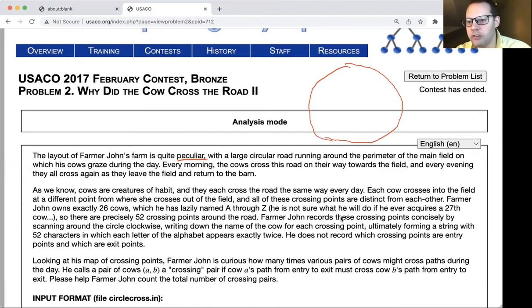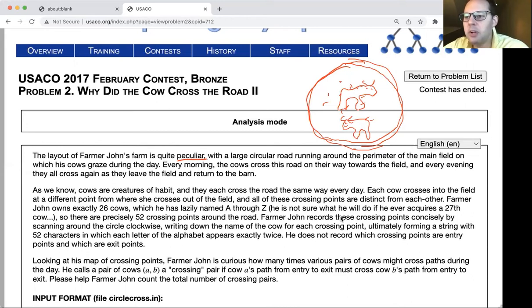So he's got a large circular road running around the perimeter of the main field on which his cows graze during the day. Okay, so this is like a road, like a street that cars are going to drive on. It's a big circle. And then here, there's all the grass. And then we've got cows in here. And all the cows come in here to graze on the grass. Excellent cow drawings. Give him some eyes. This one's happy.